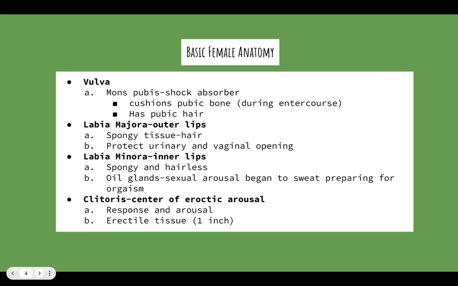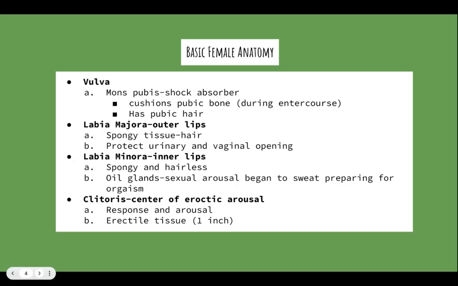The basic female anatomy. We have the vulva, the mons pubis, which is the shock absorber. It cushions the pubic bone during intercourse, and it has pubic hair. You have the labia majora, the outer lips, which are spongy tissue under the hair, and it protects the urinary and vaginal opening. You have the labia minora, the inner lips, which is spongy and hairless.